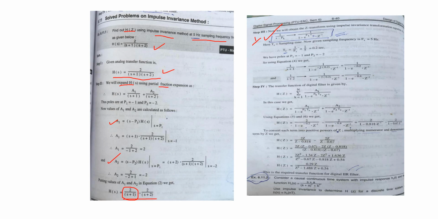This formula is equal to 1 upon (1 minus e raised to pk Ts z raised to power minus 1), where Ts is sampling time. If sampling time is given, then it's okay. If sampling time is not given, then you can assume 1, or 0.1, or 0.01, any value. Okay, we assume 1 because with 1 we need not calculate any function. It will multiply by 1, means the function remains the same.